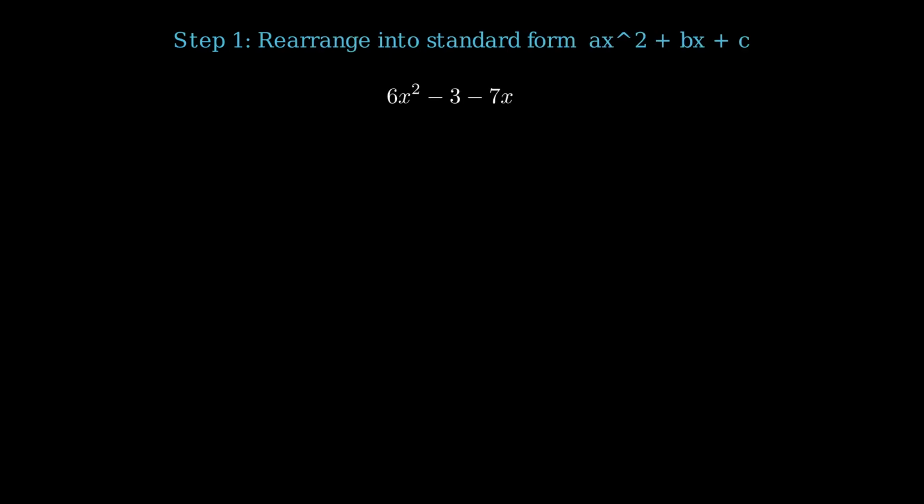The polynomial is given as 6x squared minus 7x minus 3 after rearranging in descending powers of x. Here a equals 6, b equals negative 7, and c equals negative 3. Step 2. Factorize by splitting the middle term.